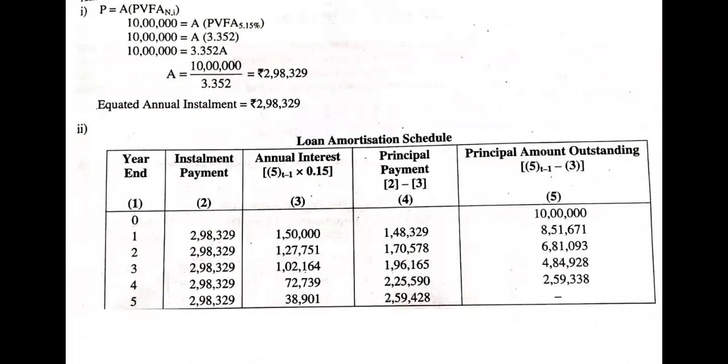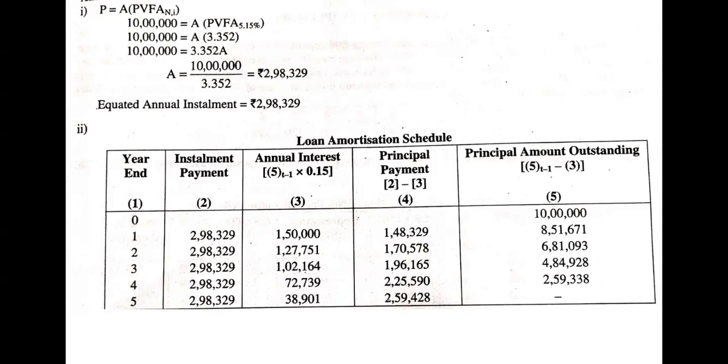One thing we understand here is that the installment payment from the first year till the fifth year is the same. But when you look at annual interest, interest goes on reducing, because this problem is related to a reducing interest rate. So every year the interest has been reducing. Like first year it was 1,50,000, then 1,27,000, then 1,02,000, 72,000, 38,000. It has been reducing year after year.